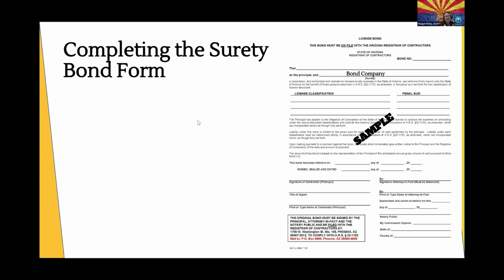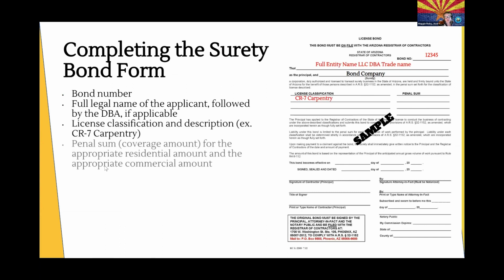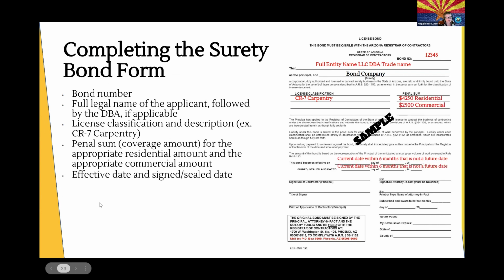Your bond does need to be submitted through the ROC bond form. Keep in mind, if you are using a bond company that uses our bond portal, you do not need to submit your bond form to us. Your bond company will upload that automatically. Some big things that need to be listed on your bond form: your bond number, your full entity name exactly how you're applying for your license, including your DBA, and your license classification.